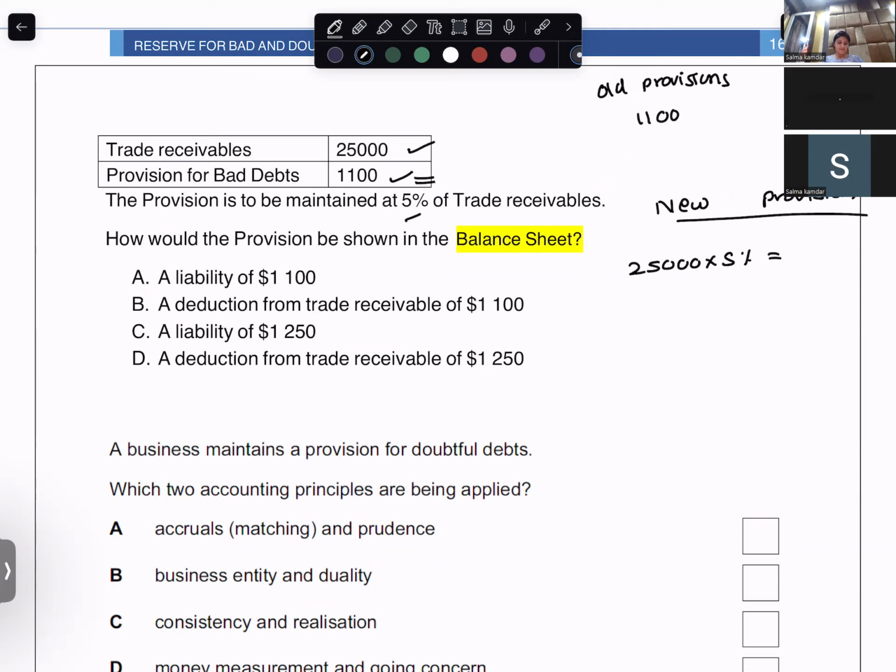Miss, what's the difference between provision for bad debts and provision for doubtful debts? It's the same thing. It's 1,250. So how will this be shown in the balance sheet? A deduction from trade receivables of 1,250.